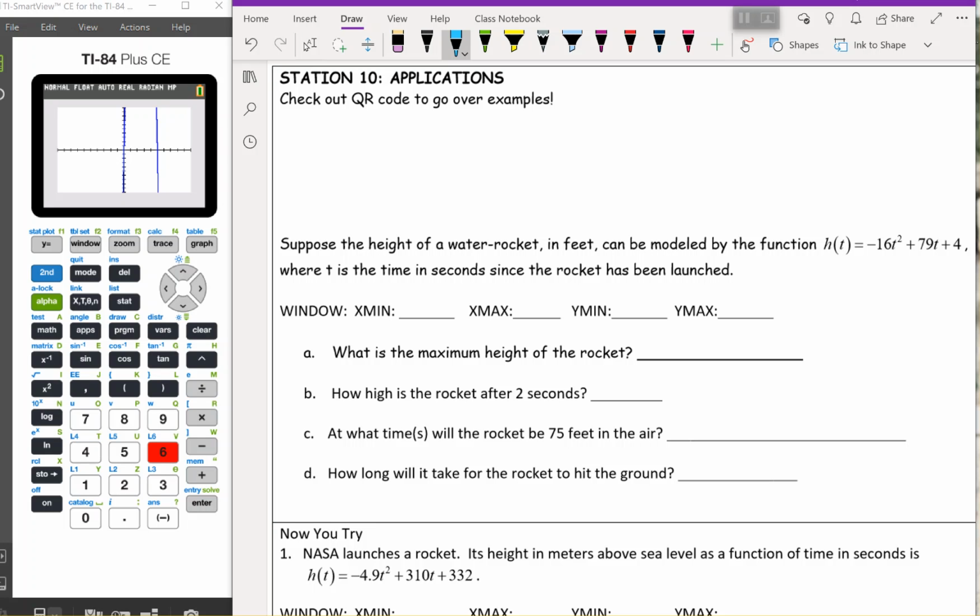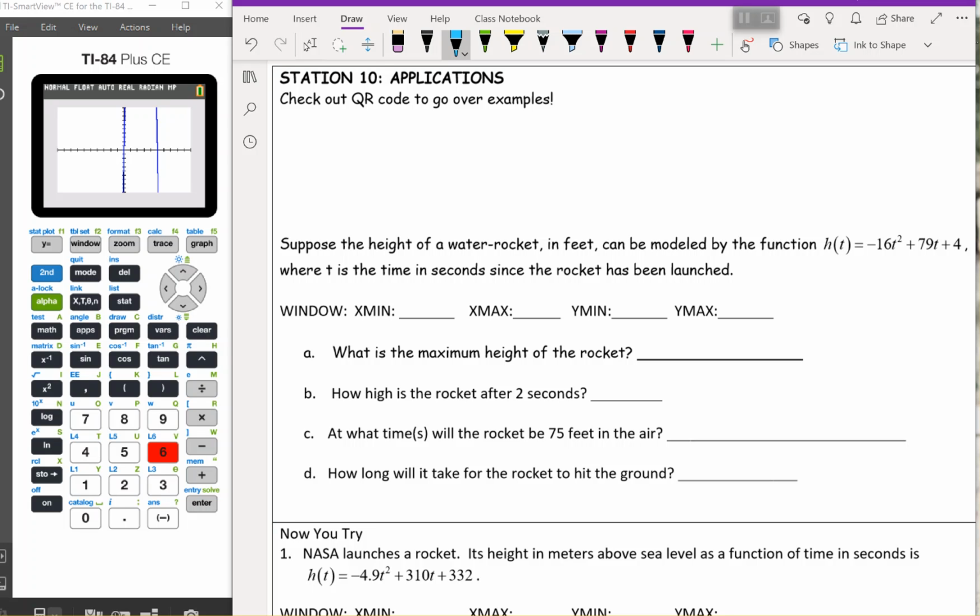So we're going to just do this one that says, suppose the height of a water rocket in feet can be modeled by the function h of t equals negative 16t squared plus 79t plus 4, where t is the time in seconds since the rocket has been launched.